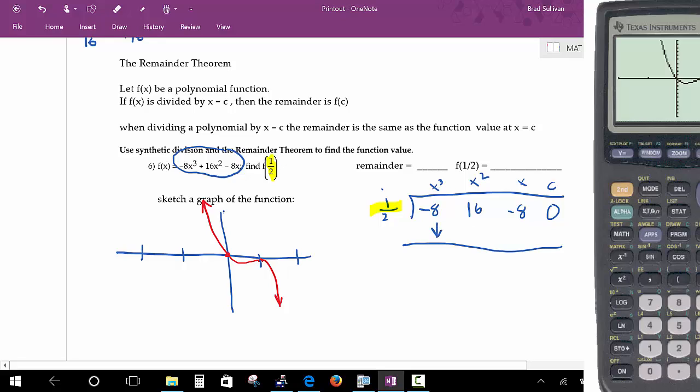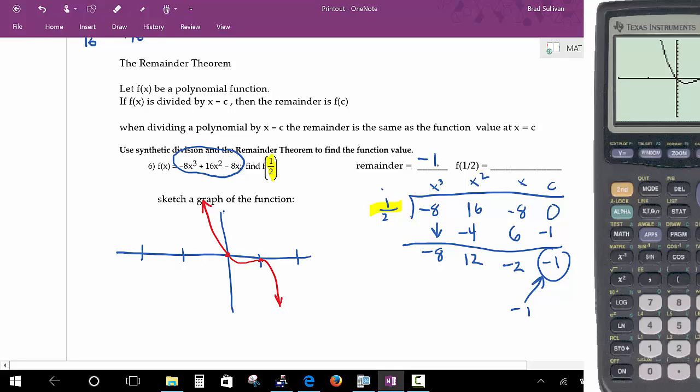So you're going to bring down the first number. And then this one should be pretty easy. So you do 1/2 of negative 8 is what? Negative 4. Okay, add the column. 16 added to negative 4 is 12. 1/2 times 12 is what? 6. Add the column. Negative 8 plus 6 is negative 2. 1/2 times negative 2 is negative 1. Then add the column right there. So that is the remainder.